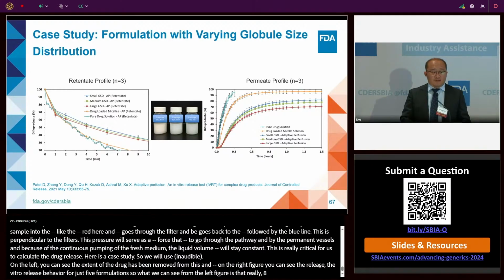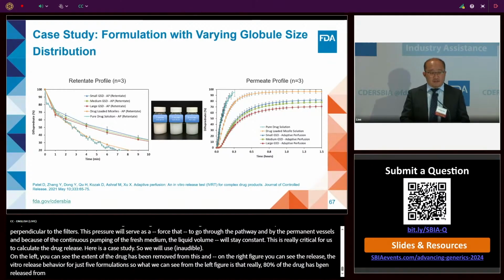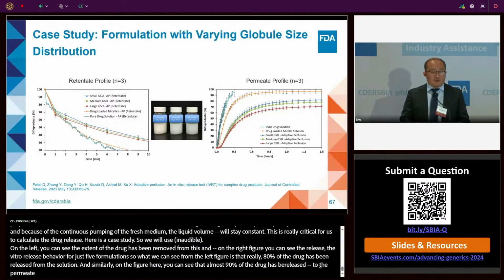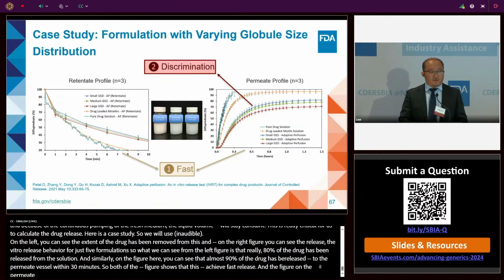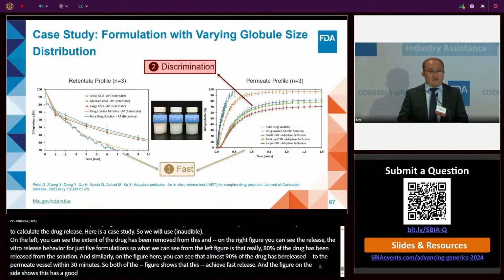And similarly, what we saw from the red figures is that almost 90% of drug has been released to the retentive to the permeate vessel within 30 minutes. So both of the figures show that adaptive perfusion can achieve fast release, and the figure on the permeate side too shows that adaptive perfusion has good discrimination capabilities for those formulations.